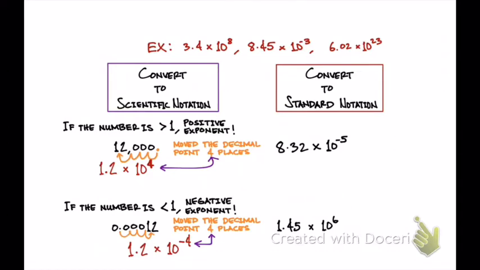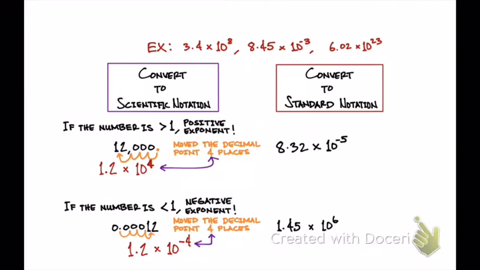All right, so now let's look at the example here on the right. Convert these scientific notations into standard notation. So the first number here is 8.32 times 10 raised to the negative 5th power. So you can see that this is a negative exponent, so you know that this number is going to be less than 1, a fraction.